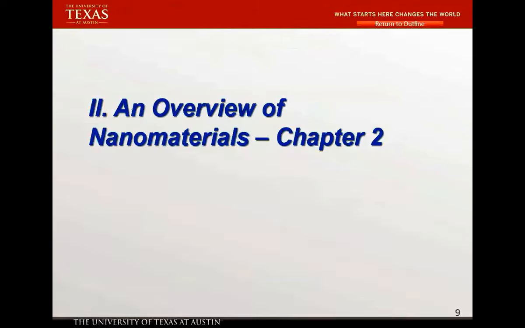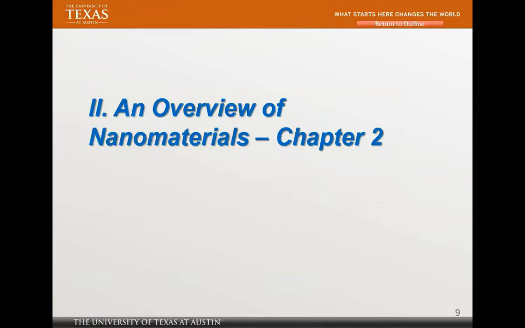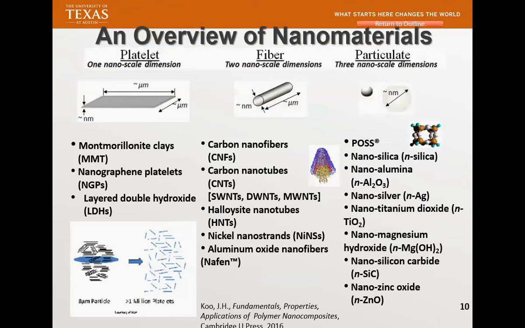In chapter 2, I'm going to give you an overview of nanomaterials. This is a very simple chart that I created. Platelets, one nanosize dimension. Like clay, nanographene, and layered double silicate, only the thickness is nanosize. The XY you see is actually micron size. So L over D is very large. It will give you reinforcement. That's why I put it as a platelet.